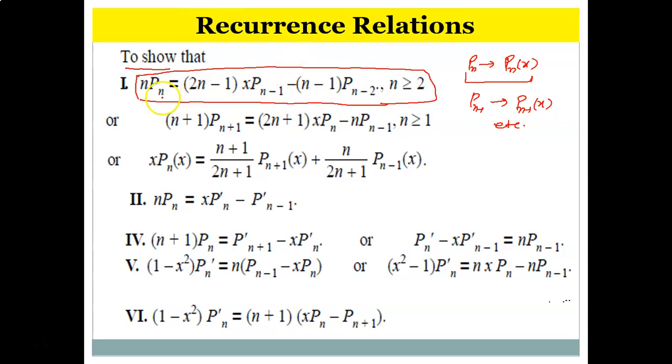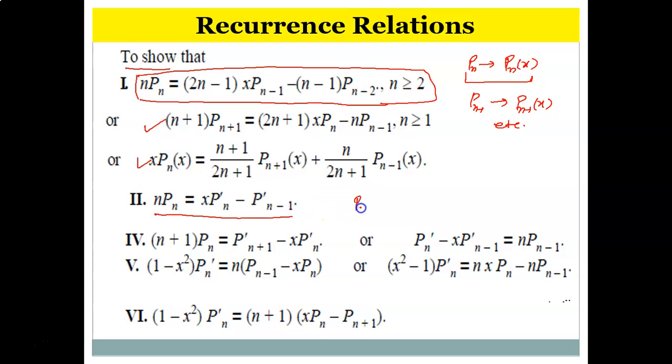You have to establish that nPn will be equal to (2n-1) x P(n-1) minus (n-1) P(n-2). Similarly, from this relation, it can also be expressed in this form or in this form. So in the examination, you may be asked to derive this relation either this way or this way. The second relation is nPn equal to x Pn' minus P(n-1)'.